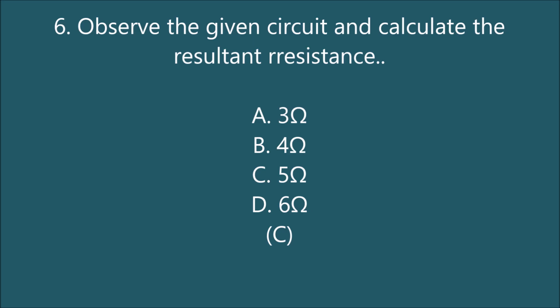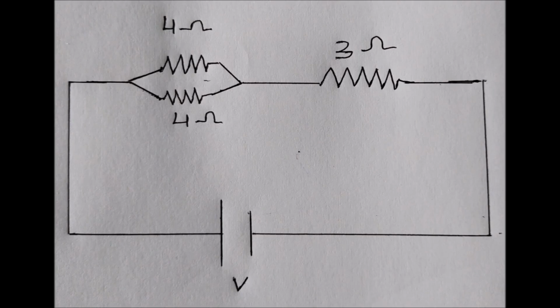Observe the given circuit and calculate the resultant resistance. 3 ohms, 4 ohms, 5 ohms, 6 ohms. C is the right answer. Means 5 ohms. Look at this image. Here 4 ohms and 4 ohms are connected in parallel. So the resultant resistance in parallel is equal to R1 R2 by R1 plus R2. That means 4 into 4 by 4 plus 4. That means 16 by 8. We get 2 ohms. Again 2 ohms and 3 ohms are connected in series. That means 2 plus 3, we get 5 ohms. So 5 ohms is the right answer. Next question.